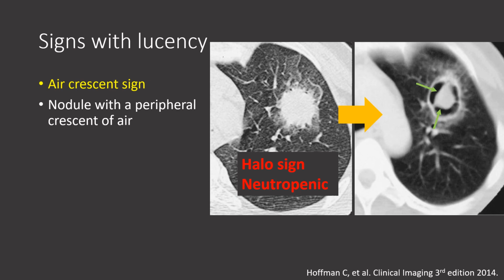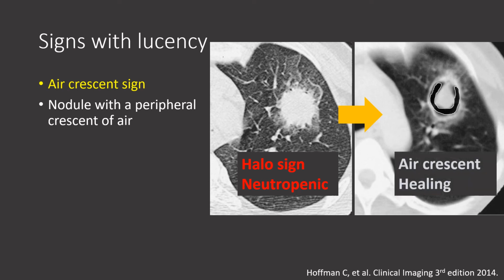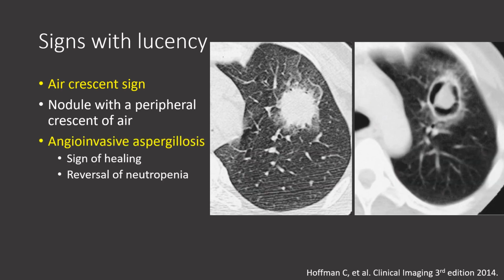Notice how we have this nodule that's kind of retracting away from the edge of the wall. Because it's retracting away from the edge of the wall, this leaves us with a crescent of air surrounding it. This represents the air crescent sign. The air crescent sign indicates healing. This is an example of angioinvasive aspergillosis, demonstrating evolutionary change, the halo sign indicating active infection, and then the air crescent sign, a manifestation of healing and rebounding of the neutropenia.